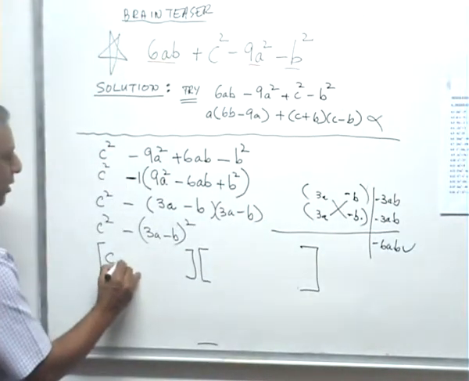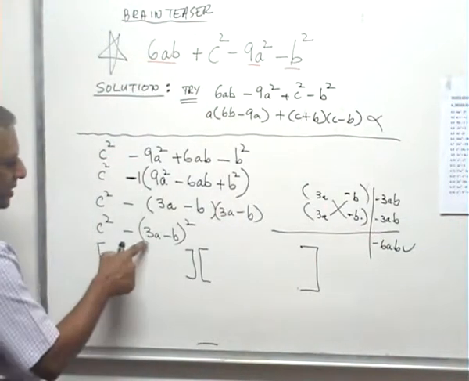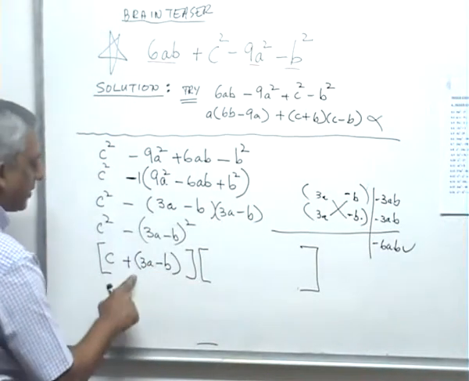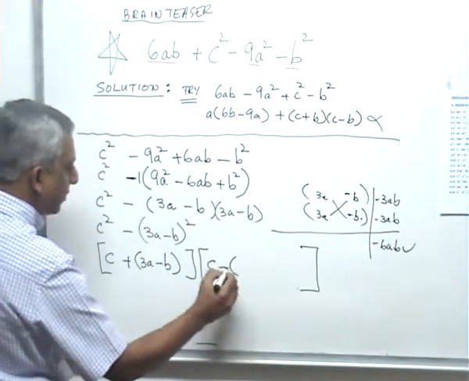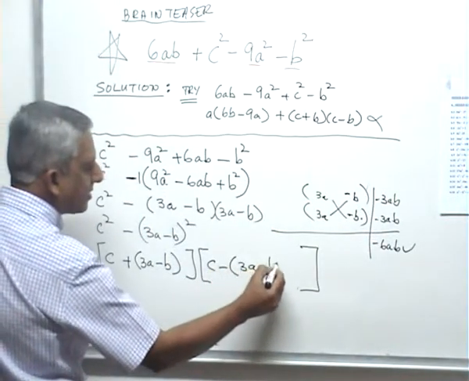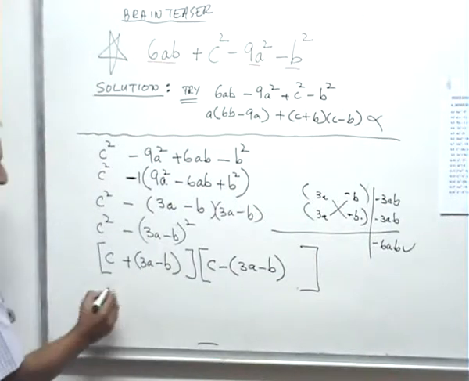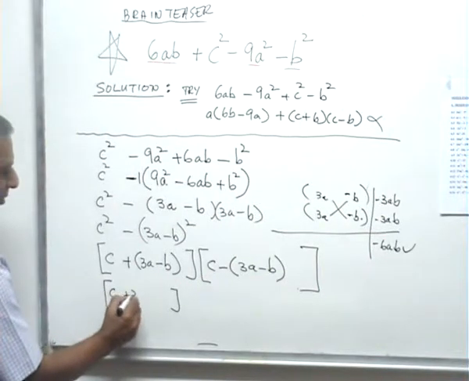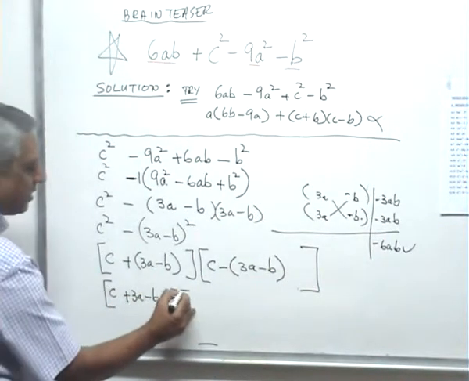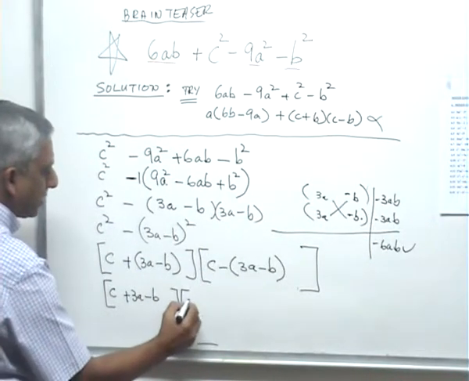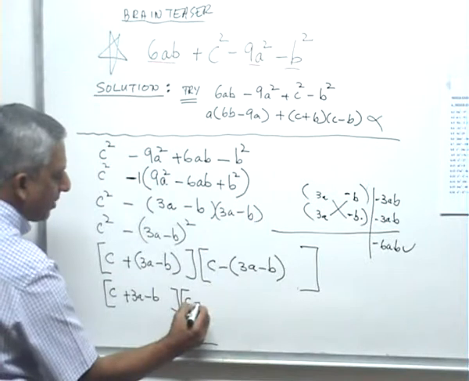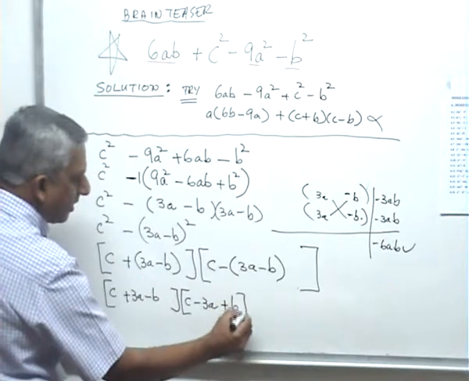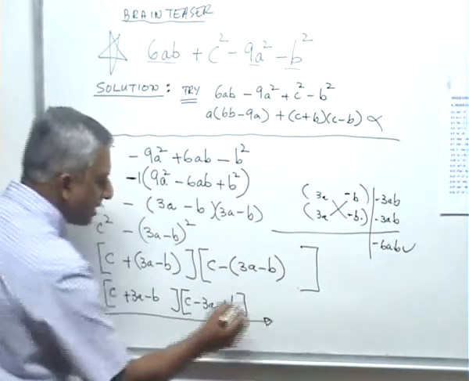what I've got here is c plus square root of c squared is c. Square root of this bracket squared is the bracket itself. So this bracket will be plus, and this bracket will be minus. And if I like, I can even remove the brackets inside the bracket. Inside here I can remove it. So I can say c plus 3a minus b into c. Minus times 3a will give me minus 3a. Minus times minus b will give me plus b. And there's my final answer, and it has factorized.